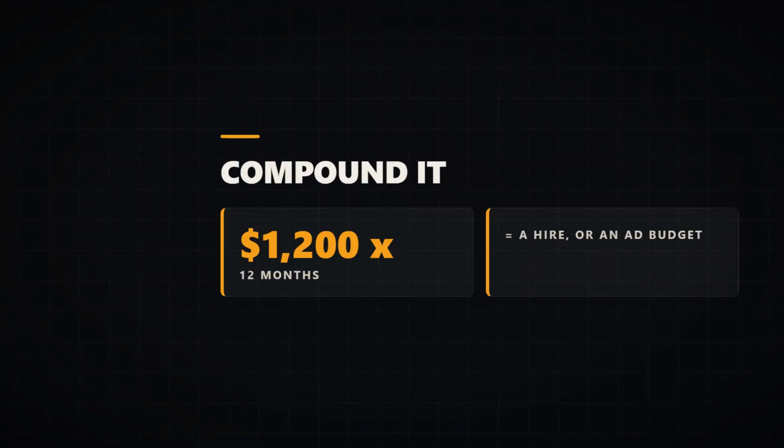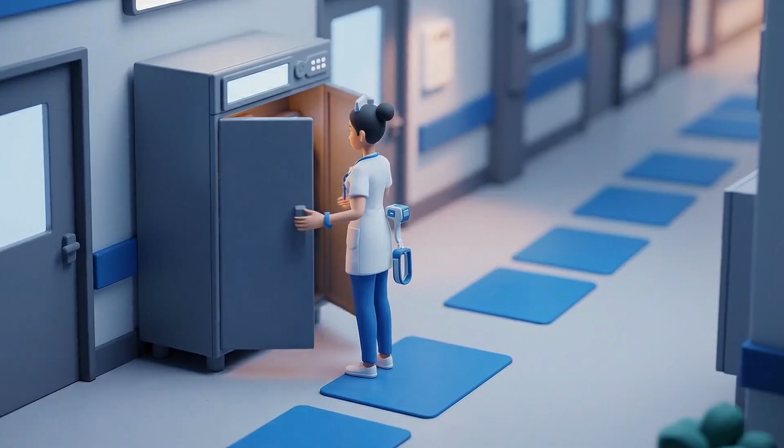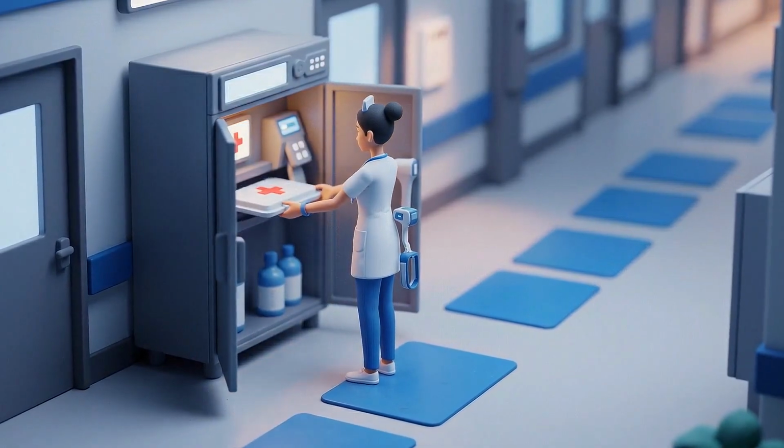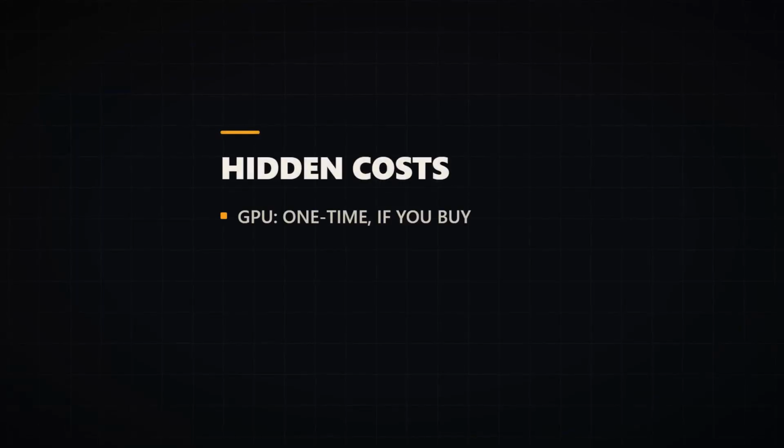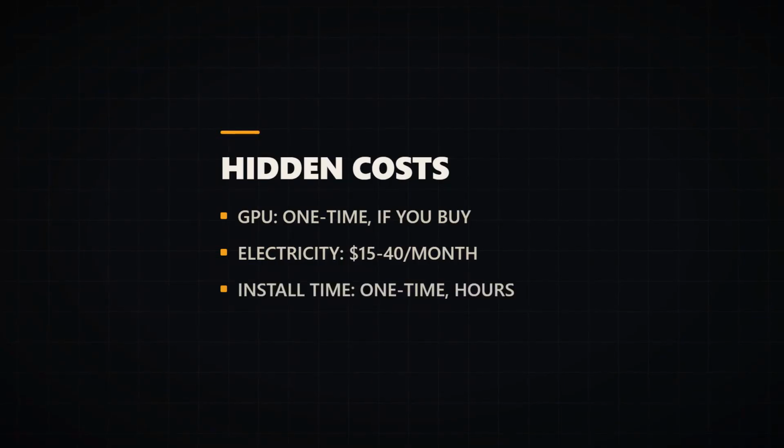Hidden costs are real, so I will name them out loud. A GPU if you buy one, once. Electricity, maybe $15 to $40 a month running the box hard. And the time a developer or agency spends on the install, one time, measured in hours, not a monthly line. Everything after the install is you and your electric bill.